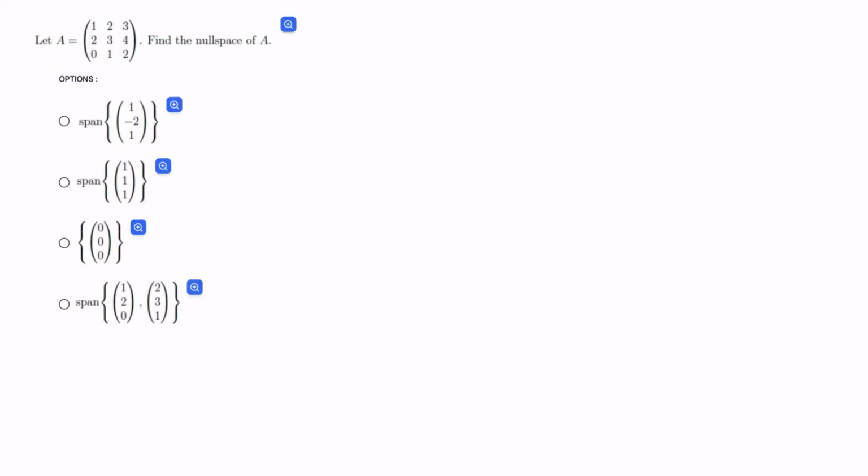Alright, so we have to find the null space of A, which means we have to find all vectors which are mapped to 0 under A, which means we need to solve for, say for example, x comma y comma z, where A times the vector x comma y comma z is equal to 0, right? That is what the null space is. So we have to solve this.